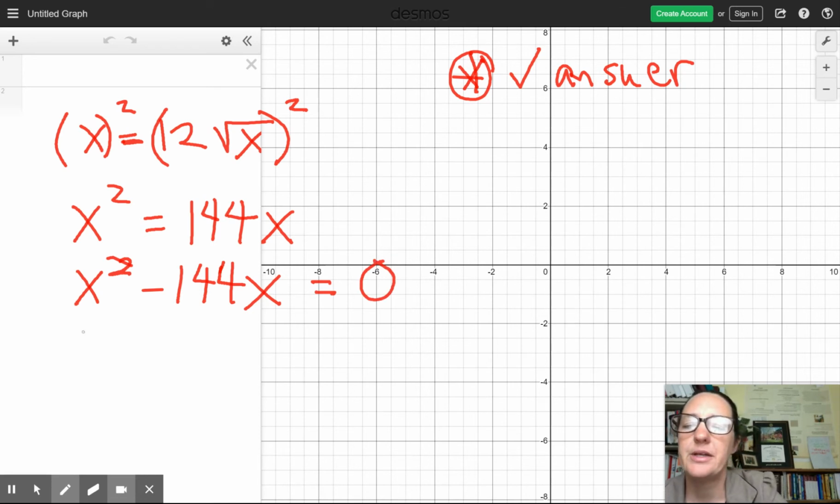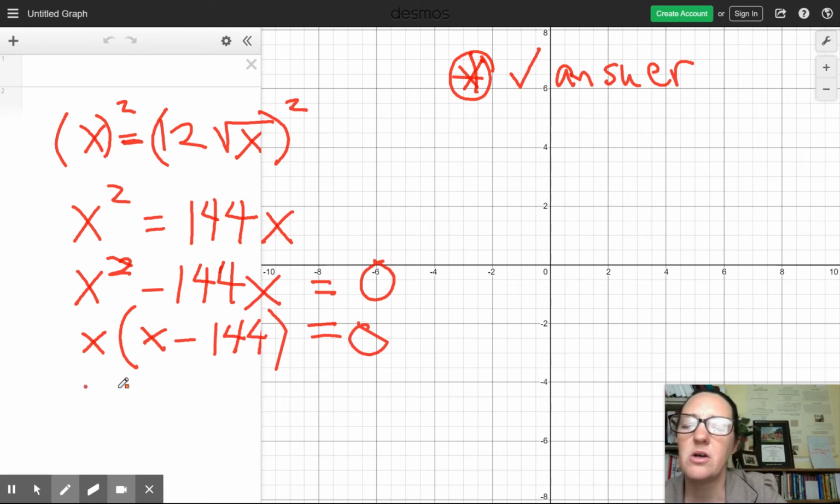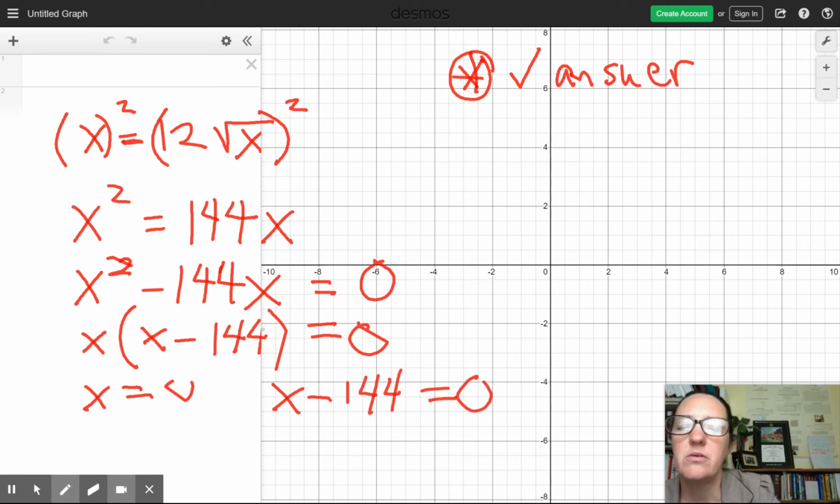Now we can factor out the x. So we're left with x times x minus 144 is equal to 0. And now we set each factor equal to 0 and solve for x. So x equals 0, and x minus 144 is equal to 0. If we add 144 to both sides, we get x equals 144.